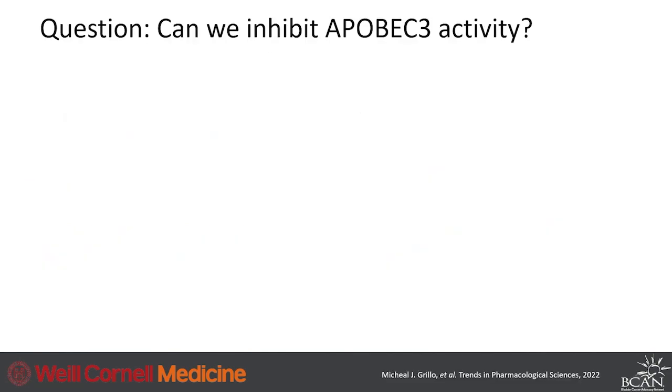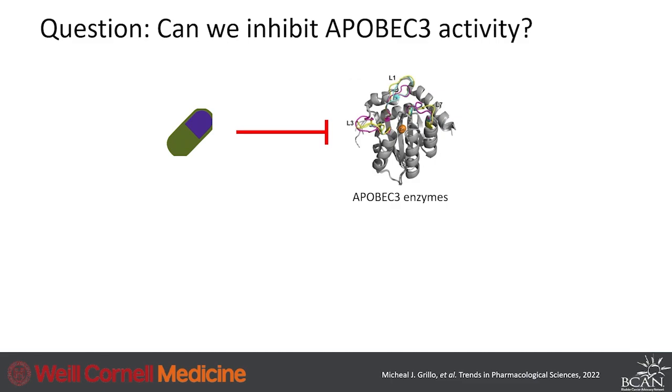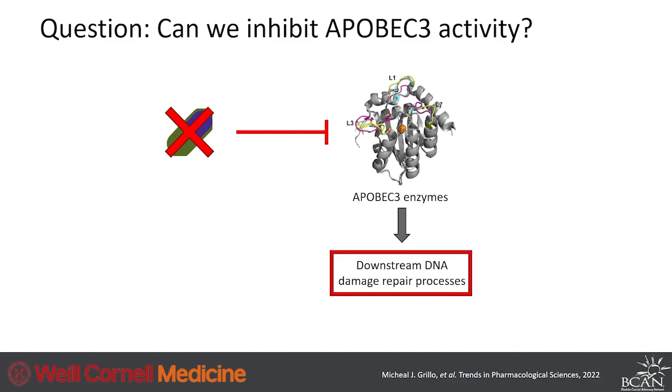So what can we do? Is there a small molecule inhibitor that can target the APOBEC3 enzymes? The answer is no. Unfortunately, there is currently no inhibitor on the market that can specifically target APOBEC3 enzymes. So is there an alternative way to target the downstream DNA repair mechanism to restrict APOBEC3 activity and also eliminate the cancer cells?